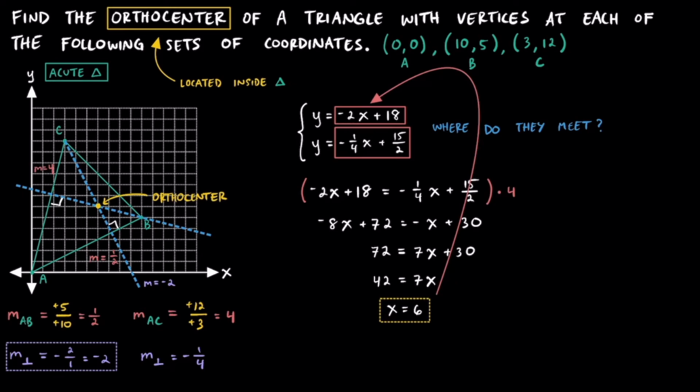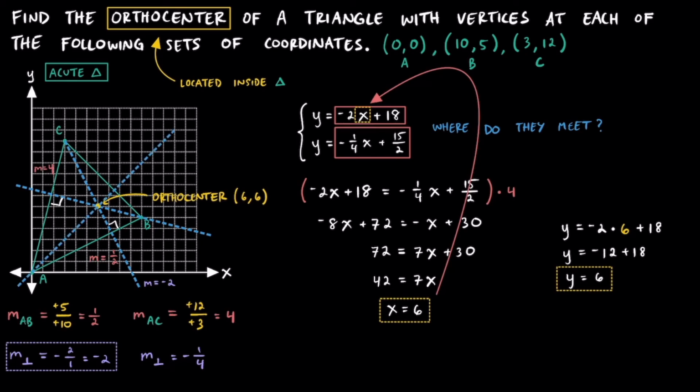I'm going to use the top equation since there aren't any fractions. Plugging 6 into this top equation, we'll have y is equal to -2 times 6 plus 18, and -2 times 6 is -12, so we have y is equal to -12 plus 18, and -12 plus 18 is equal to 6, so we know that y is equal to 6. At this point, we've confirmed that the orthocenter is located in quadrant 1 at (6, 6).